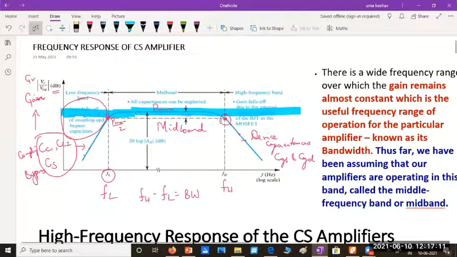This FH and FL are plotted at half power from the max. If the max power at the center is P max, at FL and FH the power levels would be P max by 2, or the gain would become 3 decibels less than the maximum gain at these frequencies. Using this concept, we tried to determine the high frequency response of a common source amplifier.